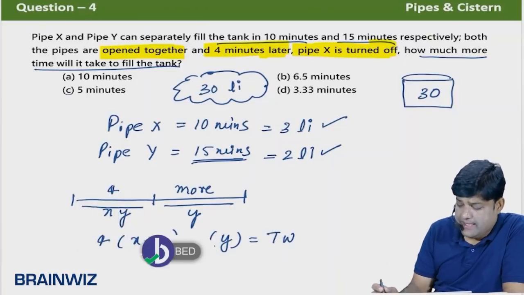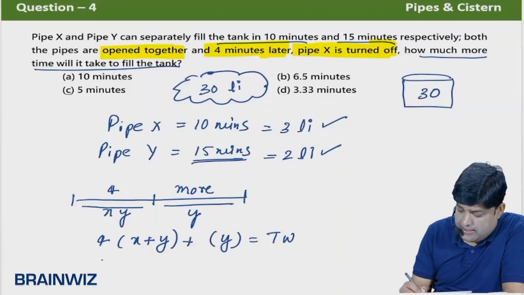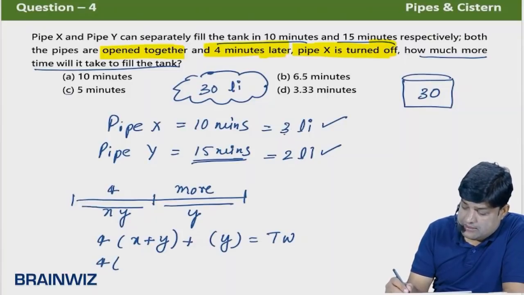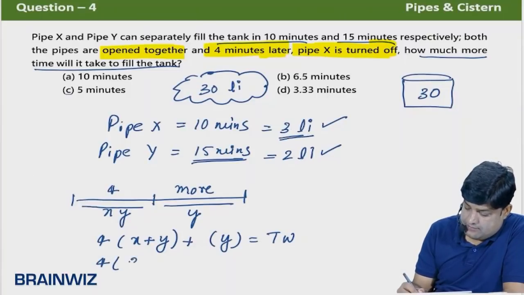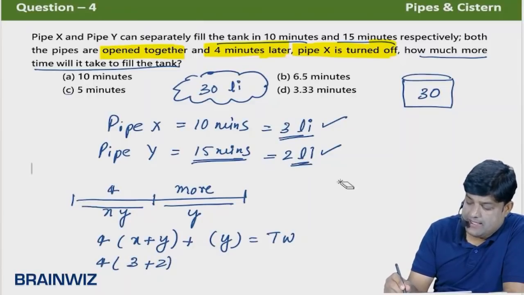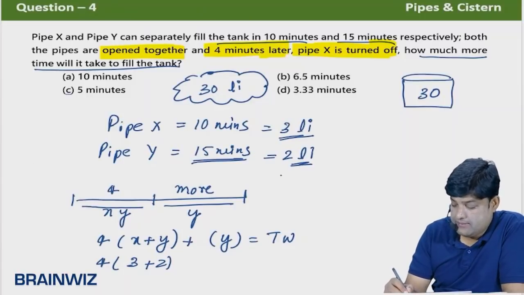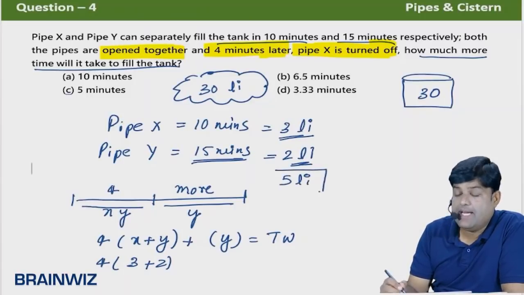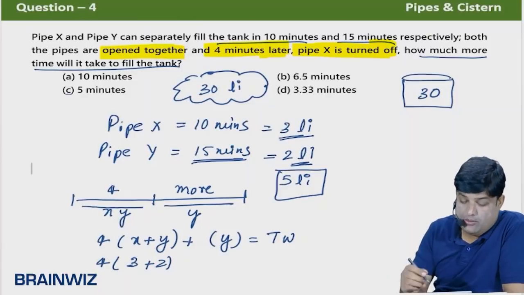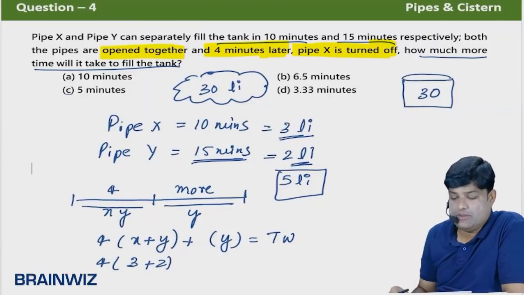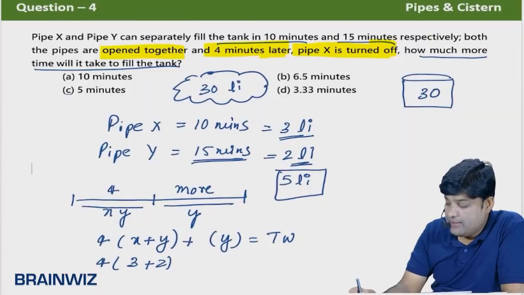Now students, it's very clear. Let's put here: X can fill 3, Y can fill 2. So we can understand that X and Y are filling 5 liters together every minute. I always tell you, never add the time, always add the work. Now let's check it out here.